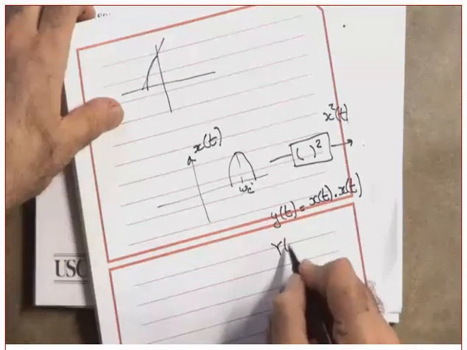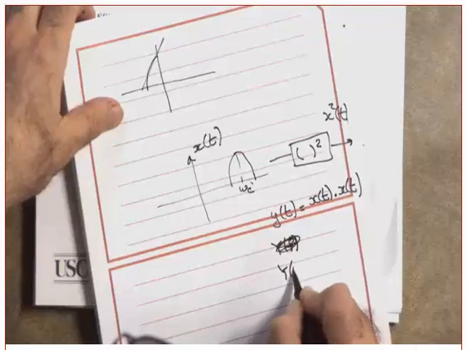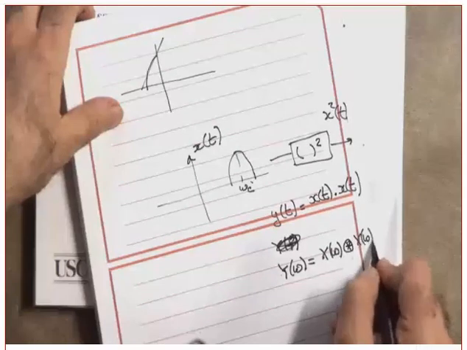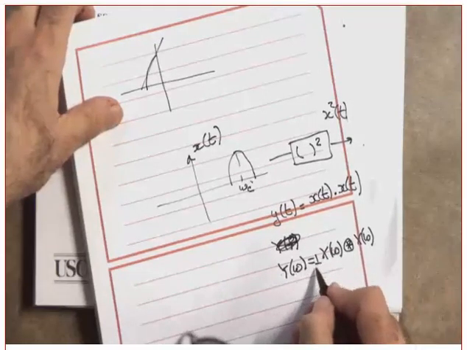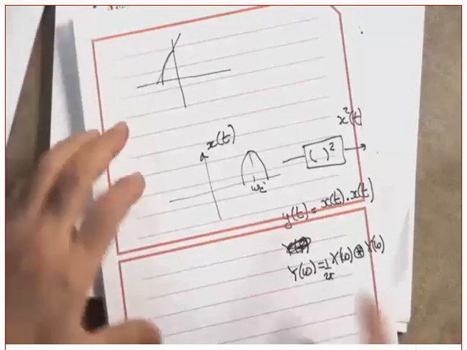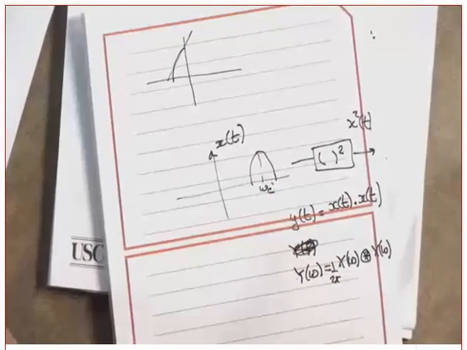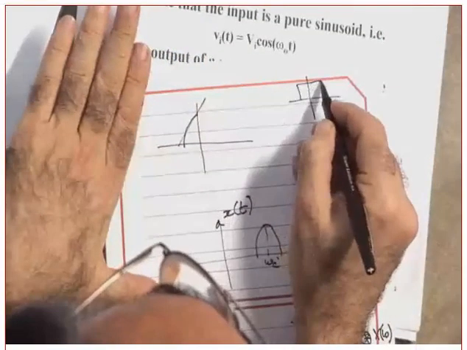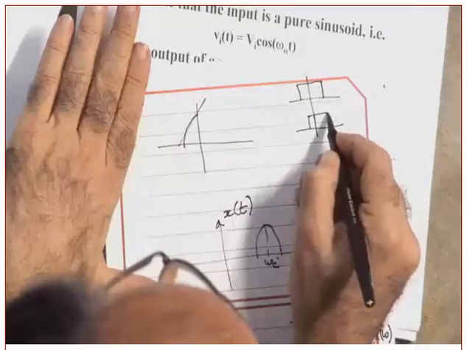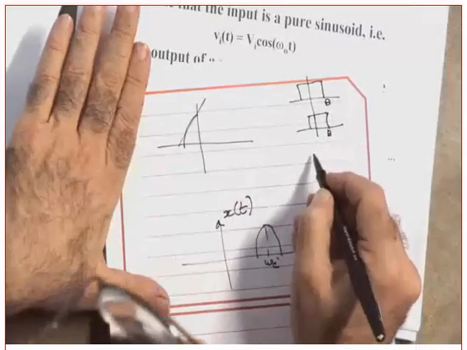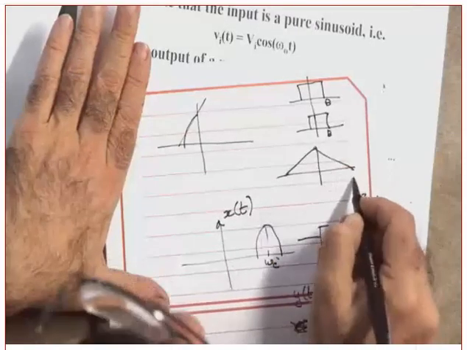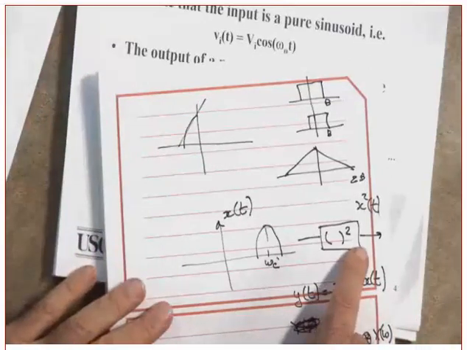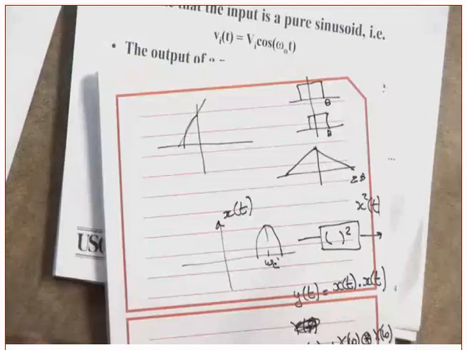What is the effect on the frequency? Y of omega is equal to X of omega convolved with X of omega. Yes or no? Probably there's a 1/2 pi factor here. Don't worry about it. What do you get by convolving this with itself? It becomes wider. Let me give you an example. Suppose I tell you to convolve this with itself. Let's assume this is B, this is B. What would you get? You get a triangle, and this is 2B. So the point I'm trying to make is that when you go through nonlinearity, your spectrum will expand. Are you following me or not?